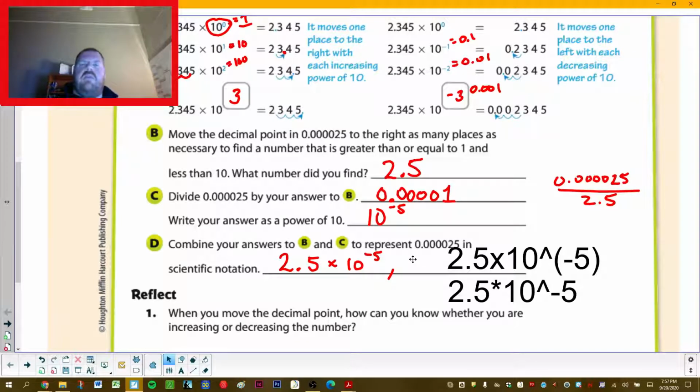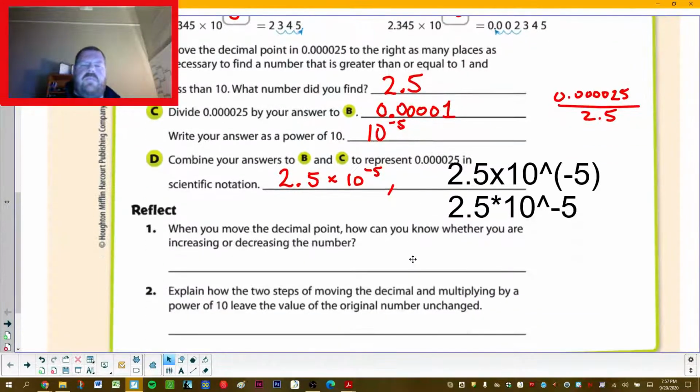And I want to keep talking about that, because I want to leave some open-ended problems for you. For the reflection questions, when you move the decimal point, how can you know whether you're increasing or decreasing the number? I kind of hate this question, because we're not really changing the number when we use scientific notation. We're just changing the look of the number. But they just mean, if I'm given a number, say I have the number 12.3, with the decimal between the 2 and 3, how can I tell whether I'm increasing or decreasing the number?